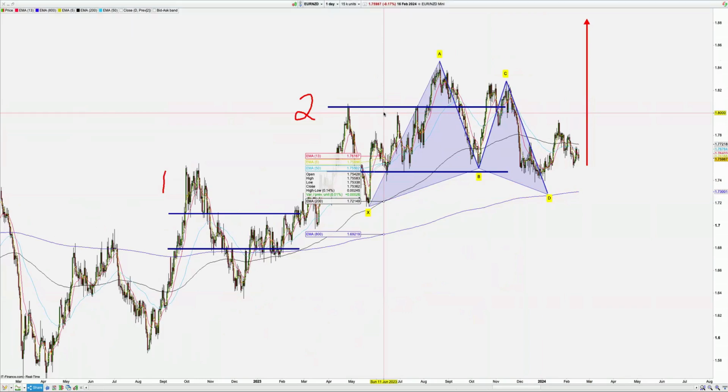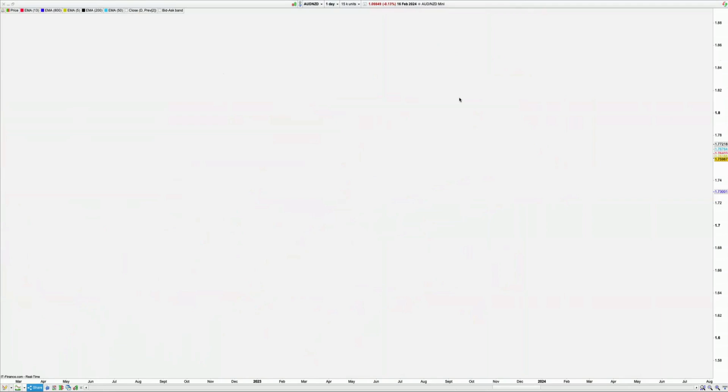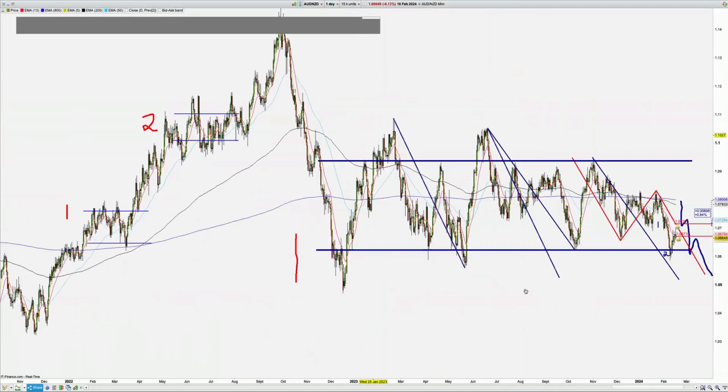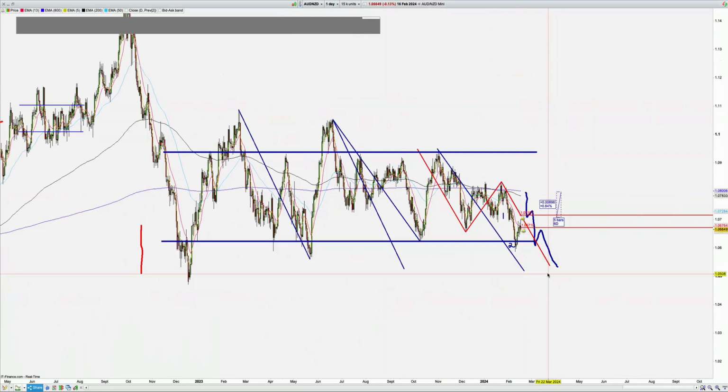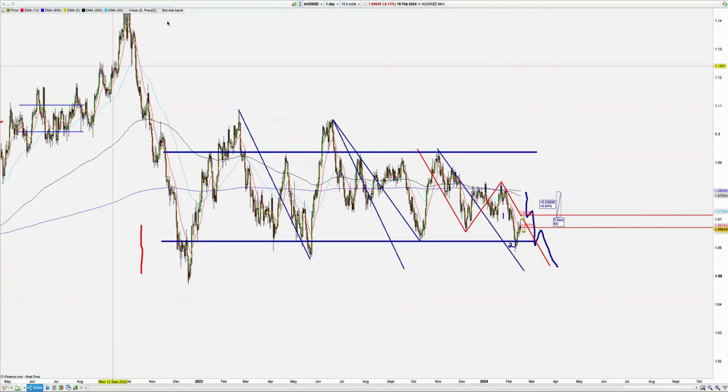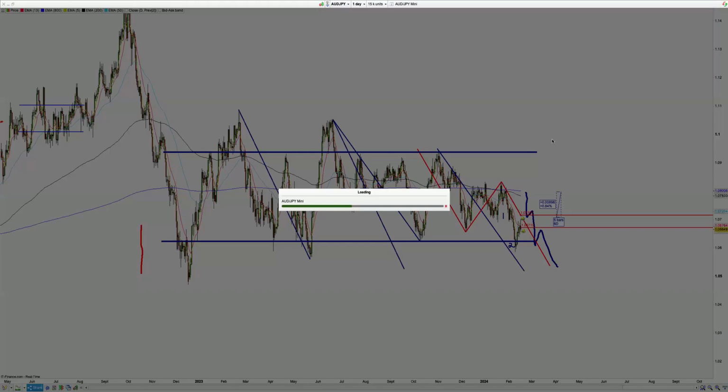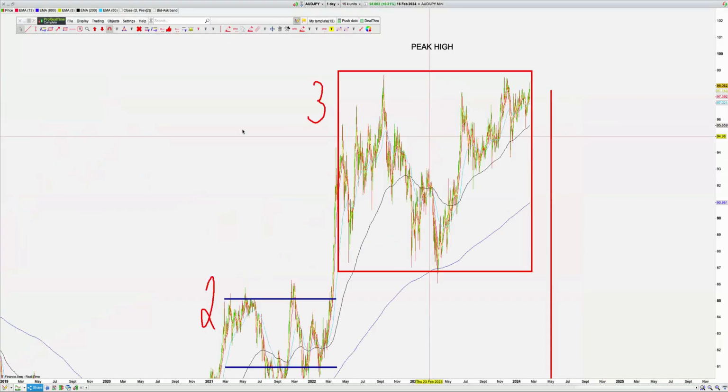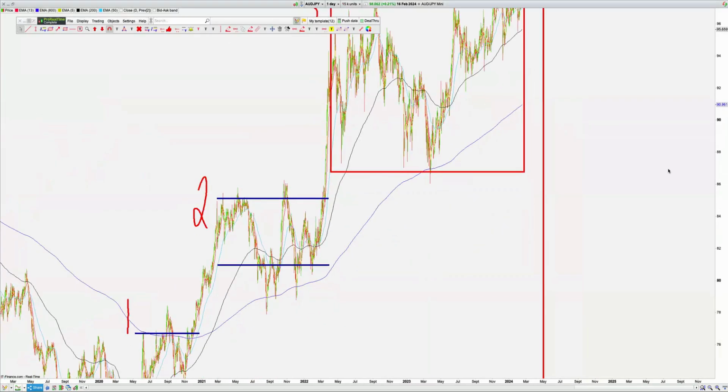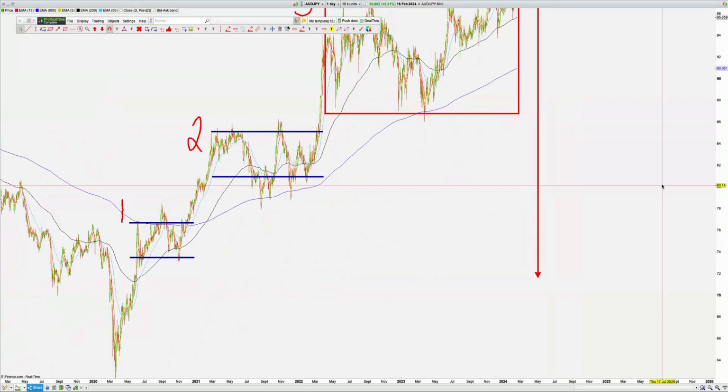What else is after this? AUD NZD. Missed the short. Massive level 1 drop. ABCDs to complete. 1, 2, 3. Do the maths. AUD JPY. This is one that I haven't traded for ages, but similar to NZD JPY, it's pointing to higher prices, but it's also in a peak high. Not too sure, so we'll just pass on that.